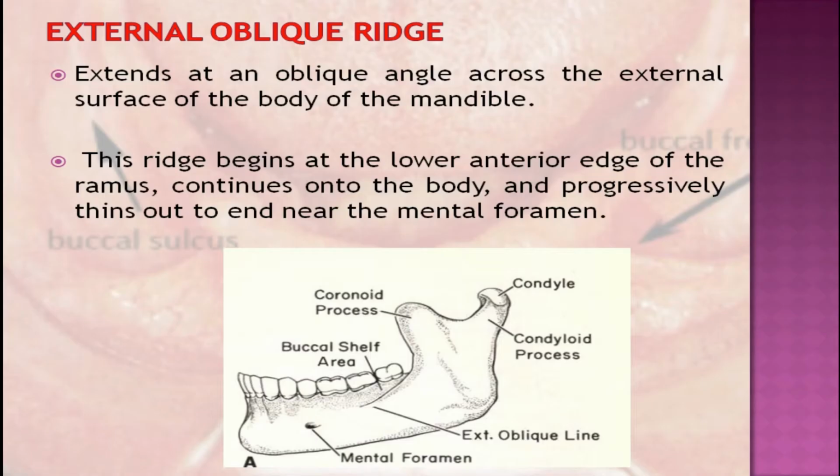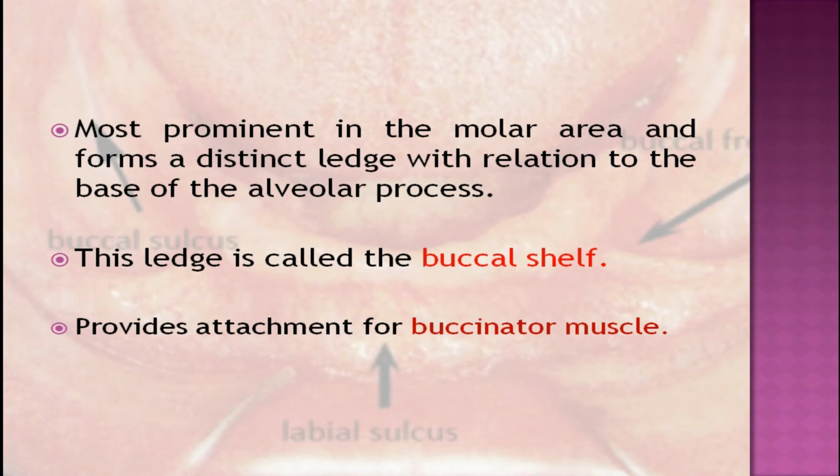External oblique ridge. The external oblique ridge extends at an oblique angle across the external surface of the body of the mandible. This ridge begins at the lower anterior edge of the ramus, continues onto the body, and progressively thins out to end near the mental foramen. The external oblique ridge is most prominent in the molar area and is often a distinct ledge in relation to the base of the alveolar process. This ledge is called the buccal shelf. It provides attachment for the buccinator muscle.